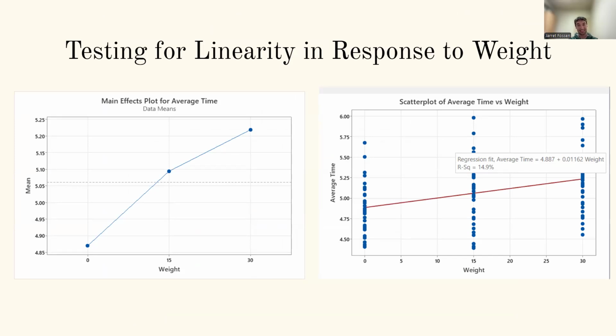Next, we tested for the linearity in response to weight. And this was difficult, but we determined that with only 3 levels for weight and a not so obvious line, we couldn't say that there was a linear relationship happening here. So we decided not to put weight as a covariate in our GLM.